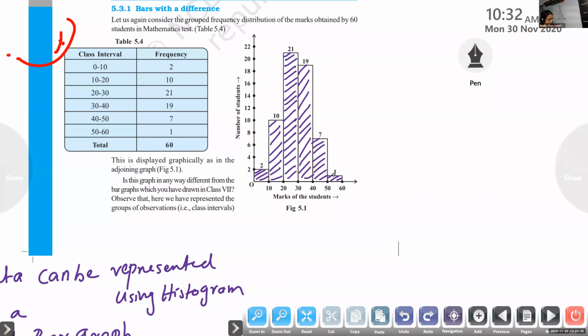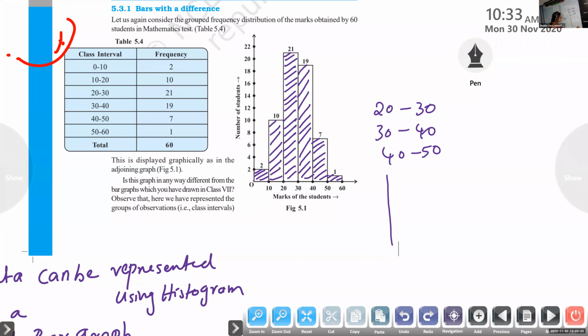Now, see, children, here the classes start from 0 to 10. The data given is in that form, 0 to 10, 10 to 20, 20 to 30, 30 to 40, 40 to 50. Suppose we are discussing the age of teachers in your school. In that data, will the 0 to 10 class come? No. And will 10 to 20 come? No. The classes will be like this way: 20 to 30, 30 to 40, 40 to 50 will come.